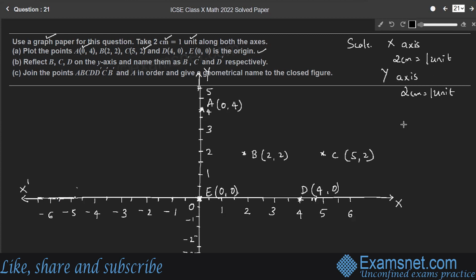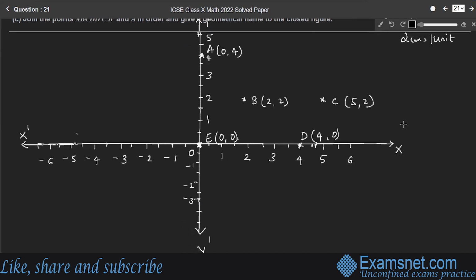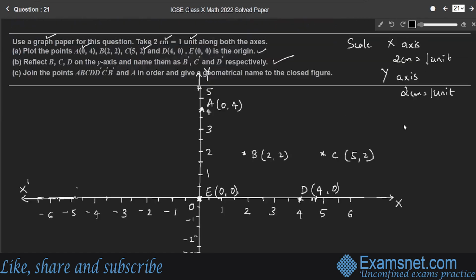Now the second part: reflect B, C, D on the y-axis. On the y-axis means to the left of all these points, right? No need to go for the third and fourth quadrant. If it is asked on the x-axis, we have to take the reflection in the third and fourth quadrant on the other side of the x-axis. Here it is on the other side of the y-axis. Therefore, the reflection of B, C, D should be here in the second quadrant, right? So B dash means, since B has coordinates 2 and 2, B dash will have the coordinates -2 and 2. So this is B dash.